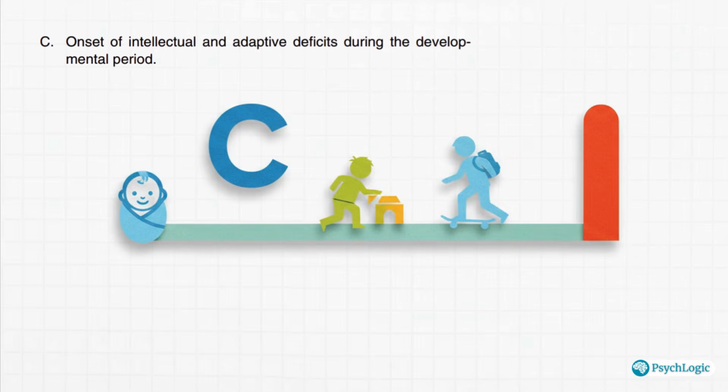And finally, the last piece of the puzzle, Criterion C, is pretty straightforward. These challenges can't be the result of, say, a traumatic brain injury as an adult. They have to have been present during childhood or the teenage years, basically any time before the person turns 18.